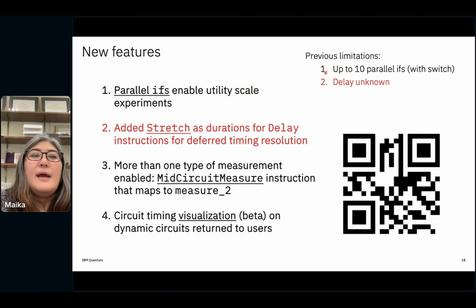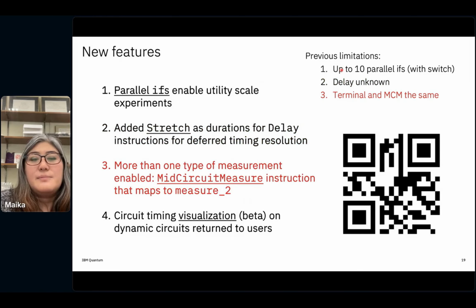Okay, the second one, what we learned from the previous version is that the unknown delay after the measurement until the conditional operations were applied was limiting with our circuits. There are certain errors that we want to correct during the idling time, such as the phase error that you could apply dynamical decoupling for. So rather than just not doing anything during that time, we introduce a feature called stretch that you could use for delay instructions for deferred timing resolution.